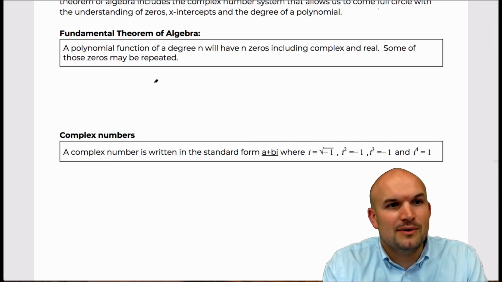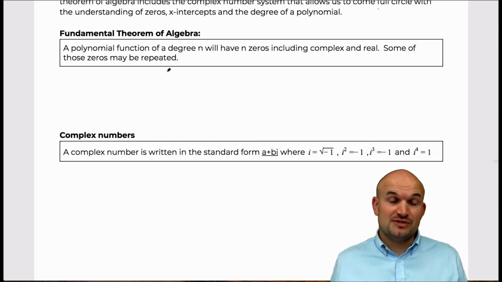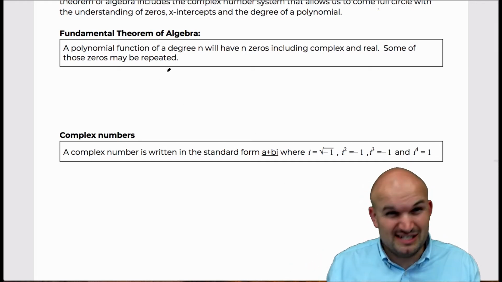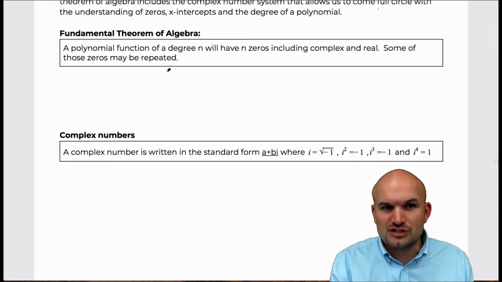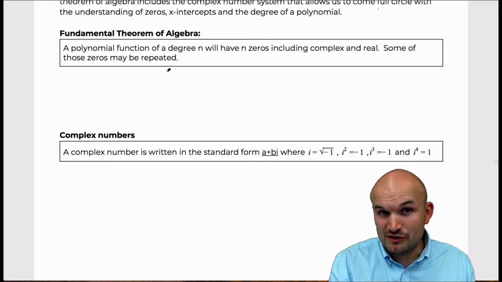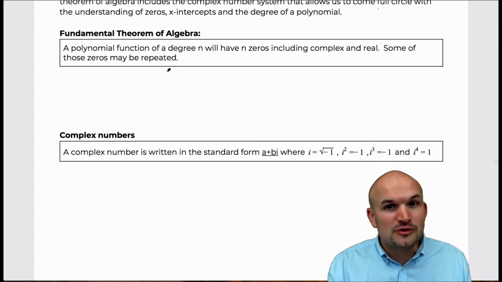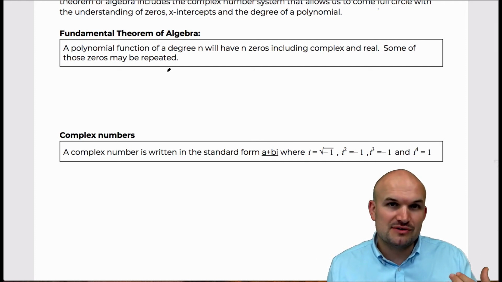All right. So now we'll get on to that fundamental theorem. I don't really want to read to you, but I think it's really important. The fundamental theorem says a polynomial function of degree n will have n zeros, including complex and real. Some of those zeros may be repeated.